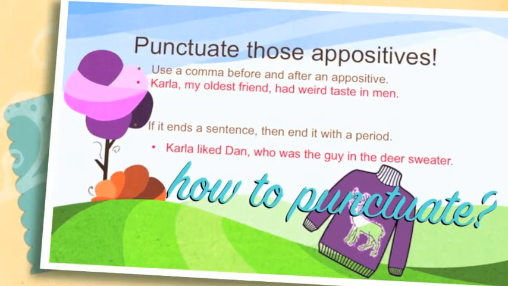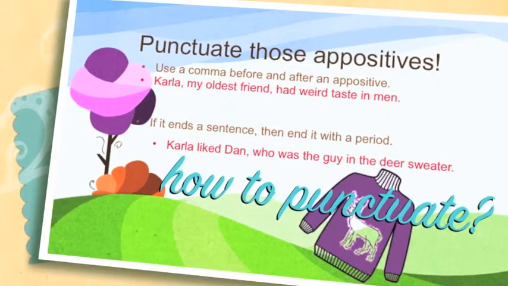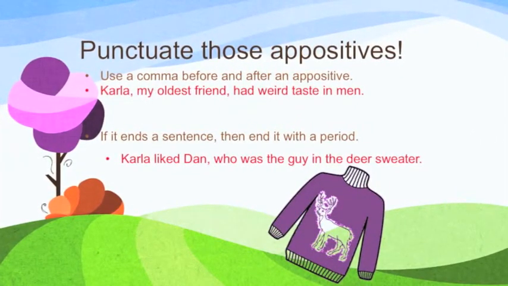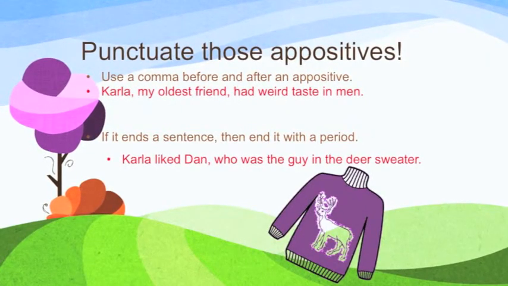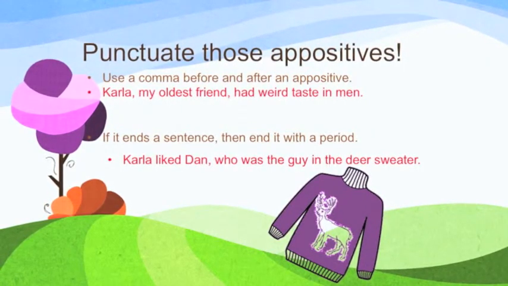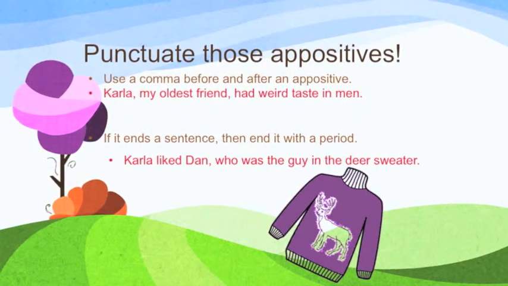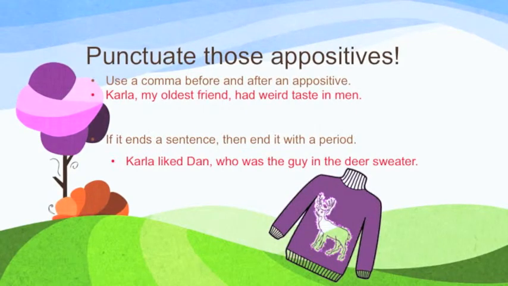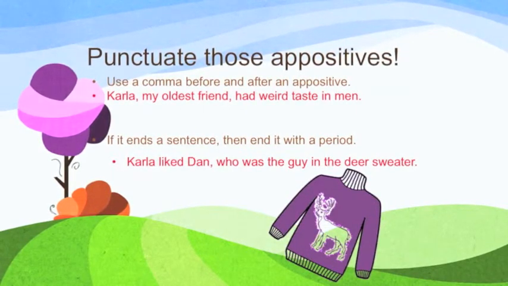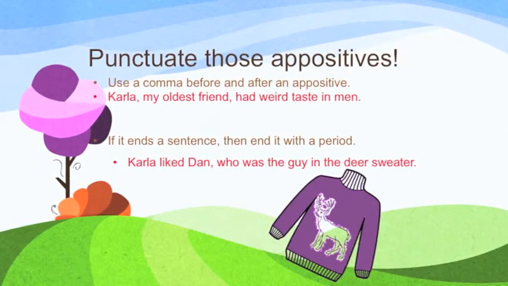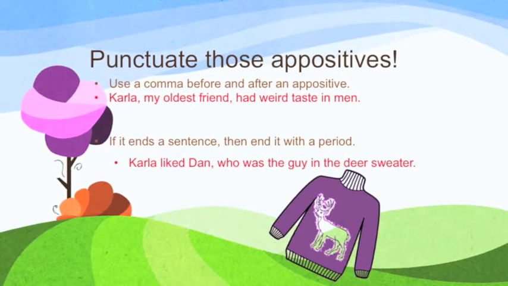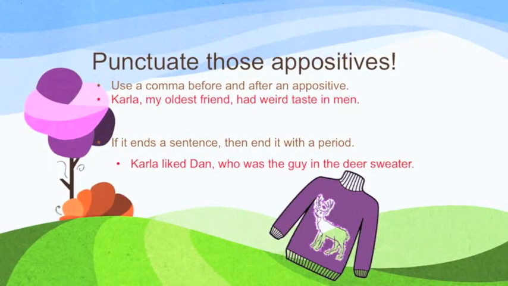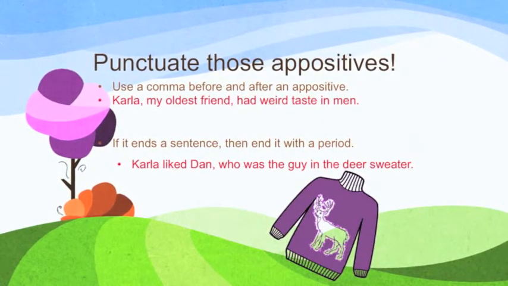So the big question is, how do we punctuate appositives? It's important that an appositive has a comma before and after it because it's not essential. And the commas show us that this is not necessarily important for the sentence to function as a sentence. If the appositive ends the sentence, it would still start with the comma, but it would end with a period because it ends the sentence. You wouldn't put a comma and then the period. Look at the examples in this text.